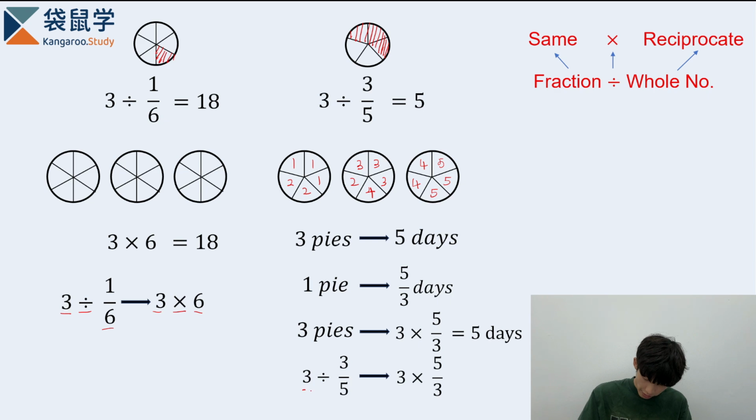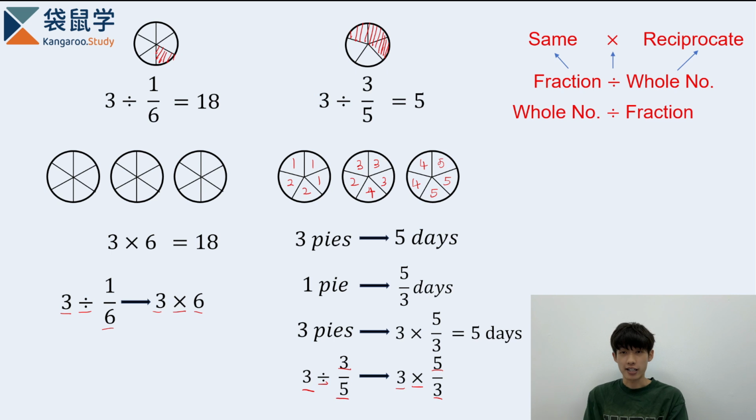And the 3 hasn't been changed. But how about the division sign? The division sign is still changed to multiplication, and 3 over 5 has become 5 over 3. So the denominator has been changed to the numerator, and the numerator has been changed to the denominator, and this process is called reciprocate. And for a whole number divided by a fraction, we can also use same, times, reciprocate.